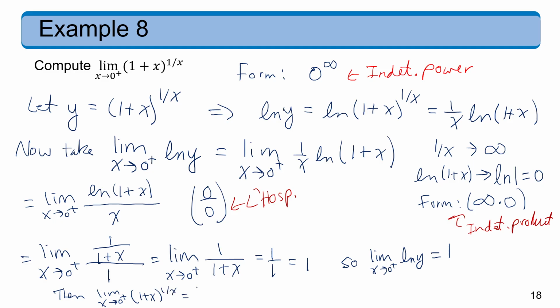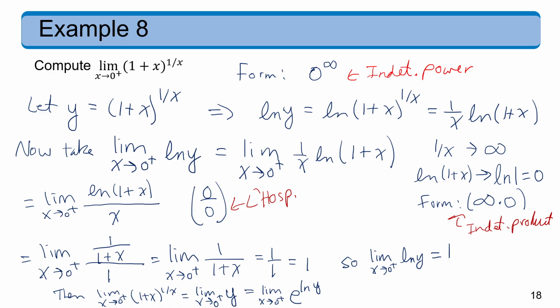Now I'm going to keep my limit sign. Okay, and then rewrite this as y, right? That's what we called y, the function we're taking the limit of. And then I'm going to do a little trick here. I'm going to rewrite y, so keep my limit sign, as e to the power log y.